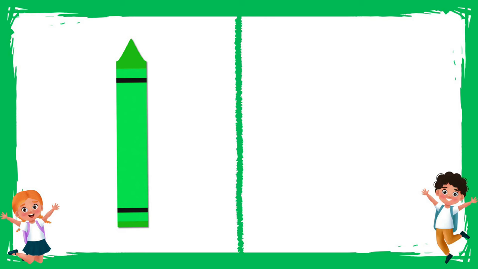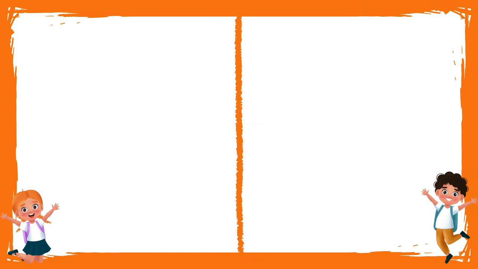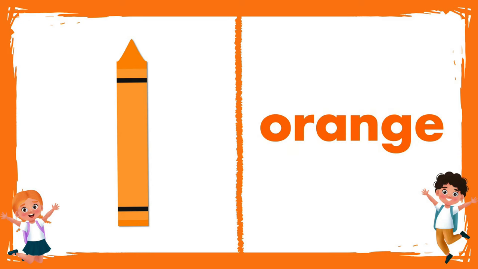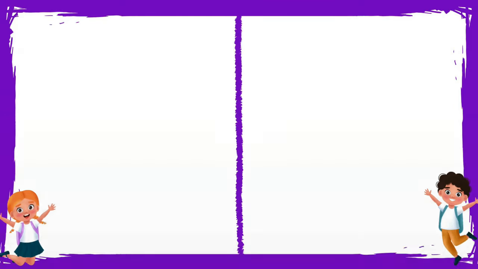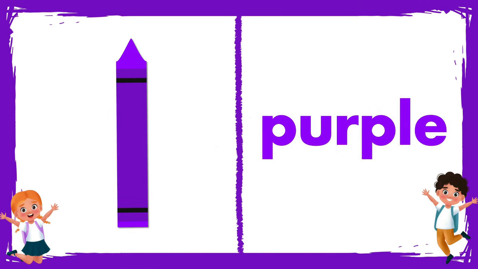Green. This crayon is green. Orange. This crayon is orange. Purple. This crayon is purple.